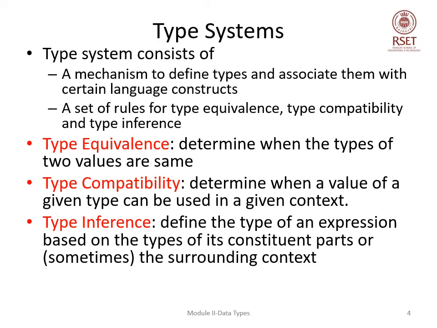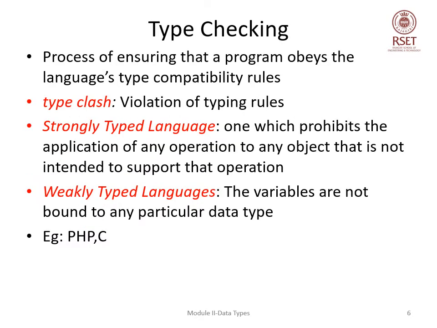Type systems. Now, a type system is a mechanism to define types and also a set of rules for defining what is type equivalence, type compatibility, and type inference. Now, let's see what are these. Type equivalence is to determine whether the types of two values are the same. And type compatibility is to see whether a particular value with a particular data type can be used in the current context. And type inference is when the type of an expression is not given, but it can be inferred from the surrounding context. Type checking is a process of ensuring that a program obeys the language's type compatibility rules.